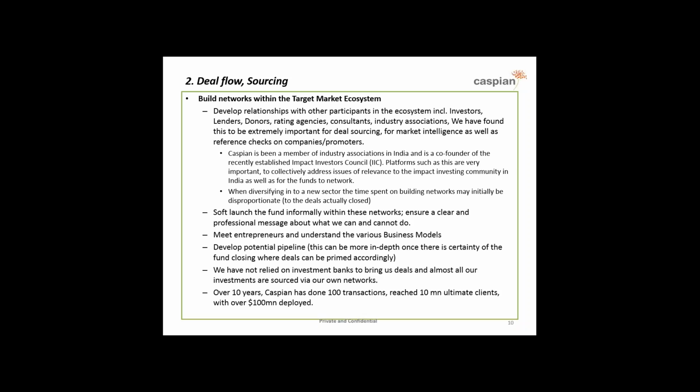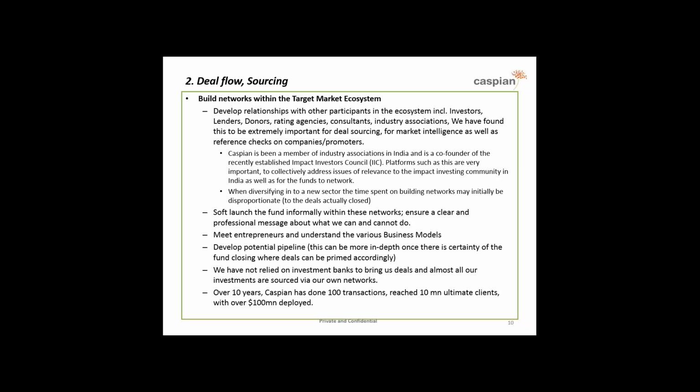Moving on now to deal flow and sourcing, a lot of that, in fact, Abhishek has just covered, which is we can't overemphasize the importance that the networks play in both. And as Abhishek mentioned, all of this activity starts even 6 to 9 months before we launch the fund. So in a sense, the soft launch of the fund is happening within these networks, whether it's rating agencies, lenders, donors, investors, or industry associations. All of which play a very important role both in sourcing deals and, as he mentioned, also for references when we actually encounter a deal and need to make an investment call.